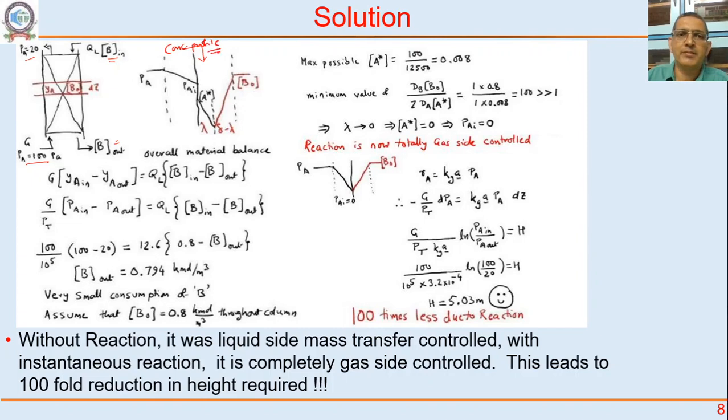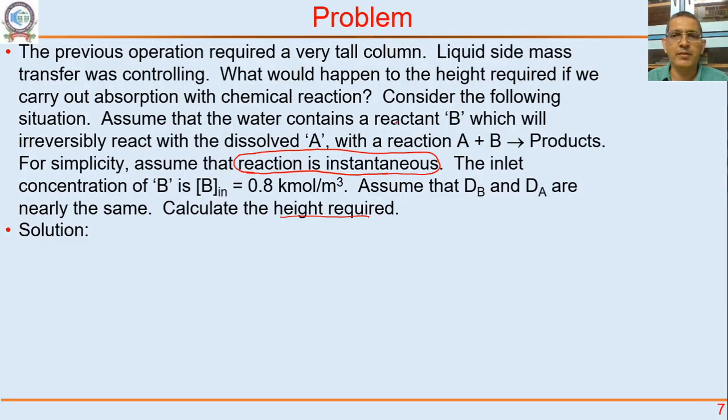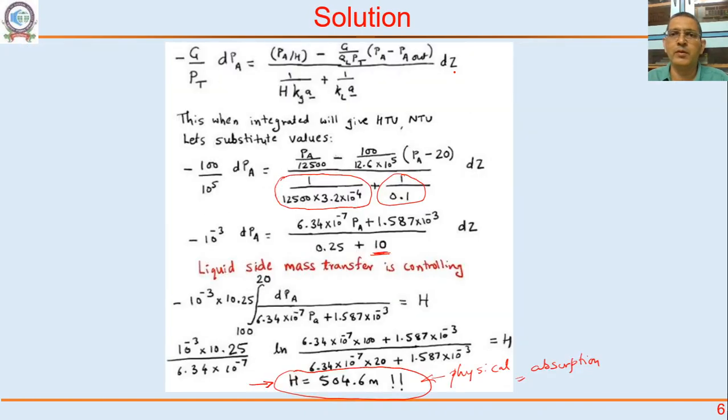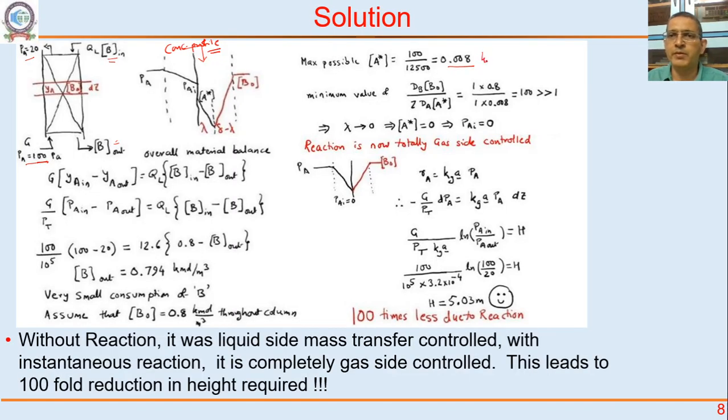Reaction is instantaneous. Right? If reaction is instantaneous, look at what is the maximum possible A star. Maximum possible A star is 100 Pascal divided by Henry's constant. So A star is 0.008. Right? What is the unit of A star? What is the unit of Henry's constant? 12,500 meter cube Pascal per kilomole. This is now 0.008 kilomoles per meter cube. dB B naught by Z dA A star is 100. It's far greater than 1.